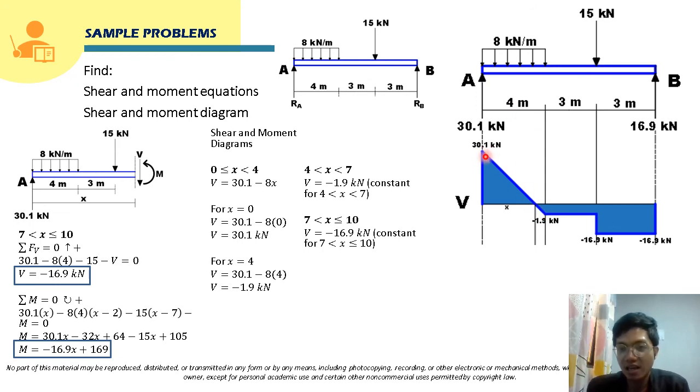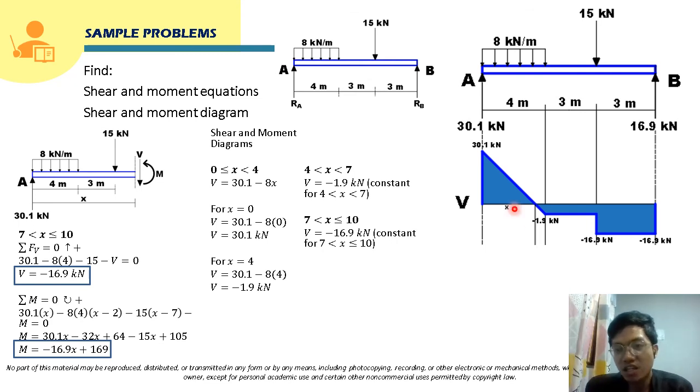Now for the next point, here to here, this is just constant, so this will just be a straight line. And from here we just connect this point to this point. Then from this point up to this point, this is just constant, so this will just be a straight line. So from here, this will now be the shear diagram.